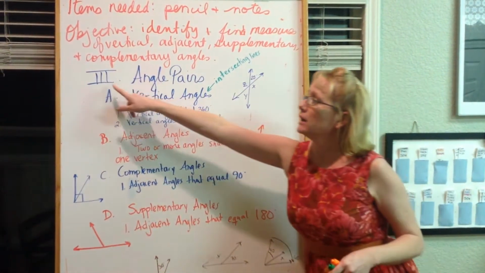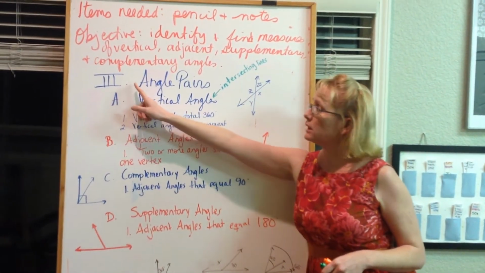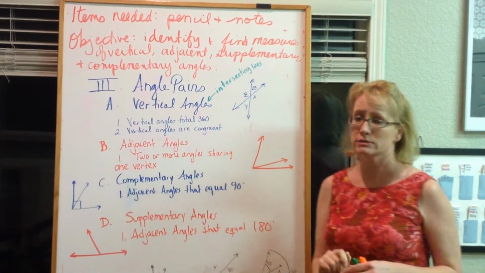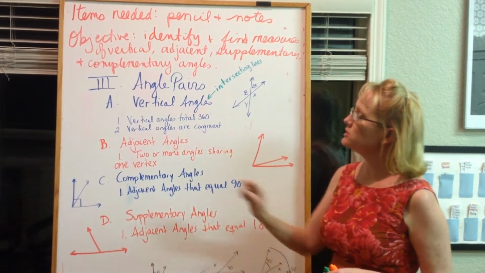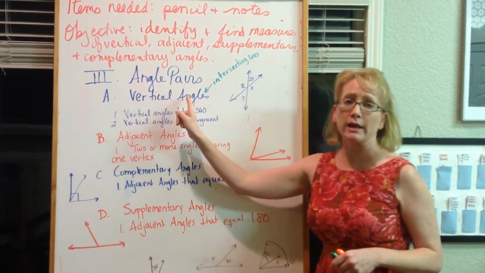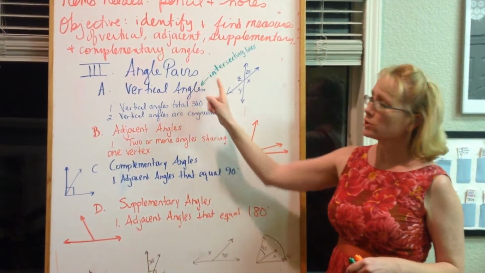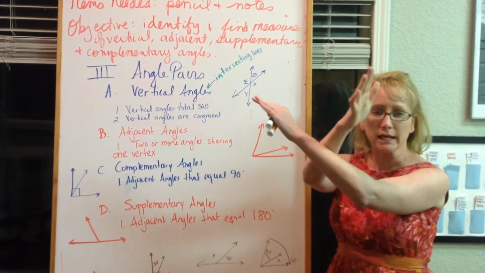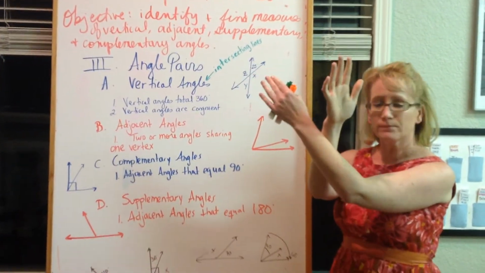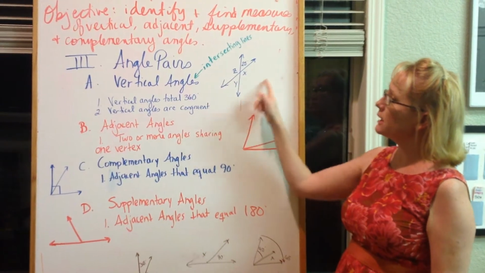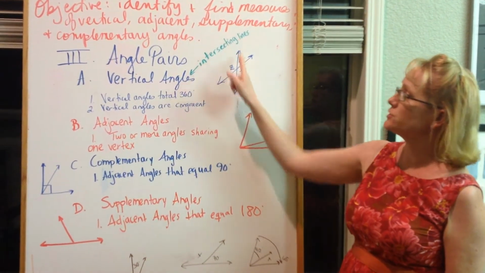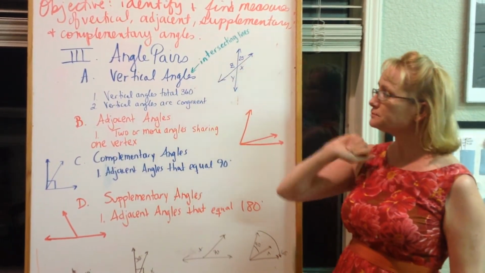So you're going to put Roman numeral 3 for topic 11.3. It's angle pairs. The first one we're going to talk about, A, is vertical angles. Vertical angles are when you have any intersecting lines. When they cross each other, these are called vertical angles. Here's a picture of a vertical angle. See, I have two lines crossing.